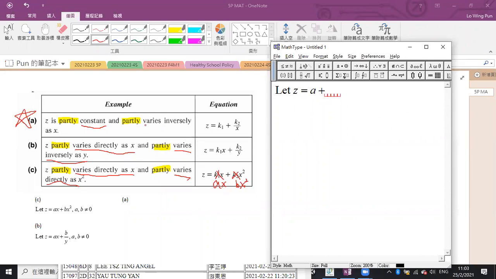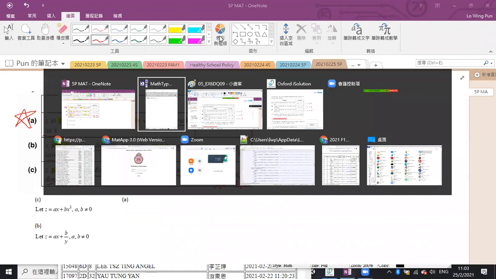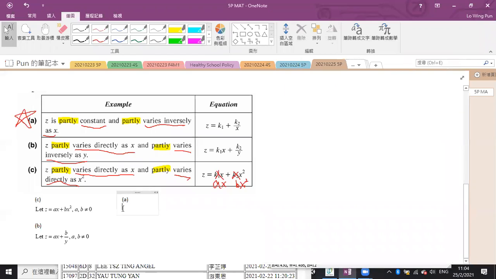Partly varies inversely as x. So the second part is about x in inverse variation. So the second part should be a fraction, and then the x should be on the bottom. And we have k over x normally, but we do not write k in partial variation. We write b over x, okay? Where a and b are not equal to 0. Okay, so that is like this.